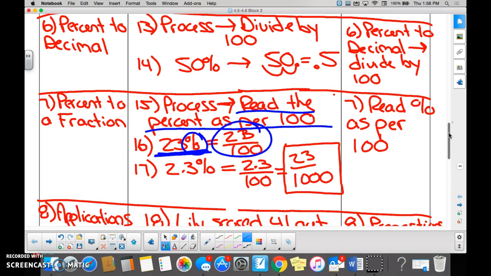How do you read this if you want to convert from a percent to a fraction? On the count of 3, I want you to read this using our strategy of how we read the percent sign. 1, 2, 3. 23 per 100.